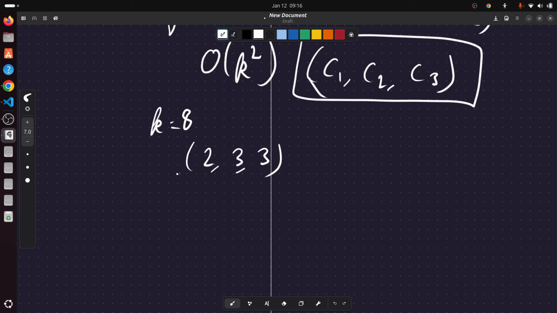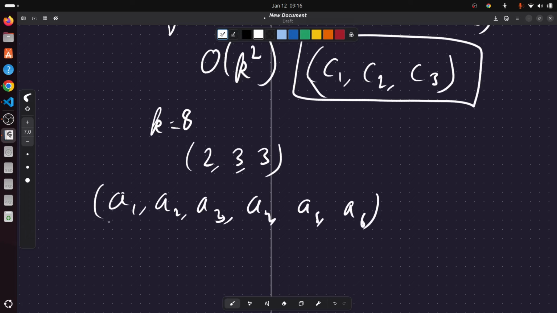So using how many different A1, A2, A3, A4, A5, A6 in the actual problem, I have to count this. I have to take the sum over all A1, A2, A3, A4, A5, A6. So like this 2, 3, 3 pair, I can make it in how many ways? I have to count that as well.